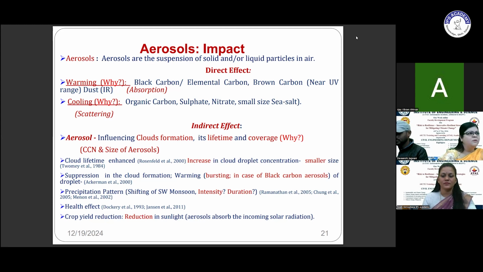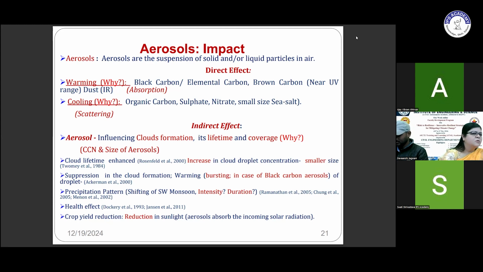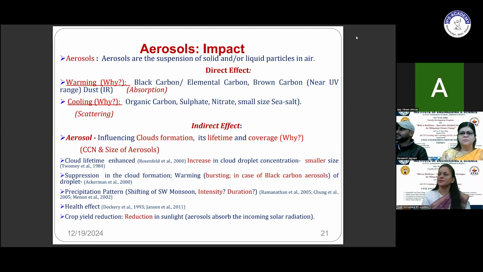And if it is smaller, then how precipitation will be affected is under research nowadays. Also, what if the particulate matter is fine and what if it is coarse, how will it affect the lifetime of clouds? As per my view, if it is of fine nature and the cloud droplets are of smaller size, then they will not condense, and that will increase the lifetime of clouds.